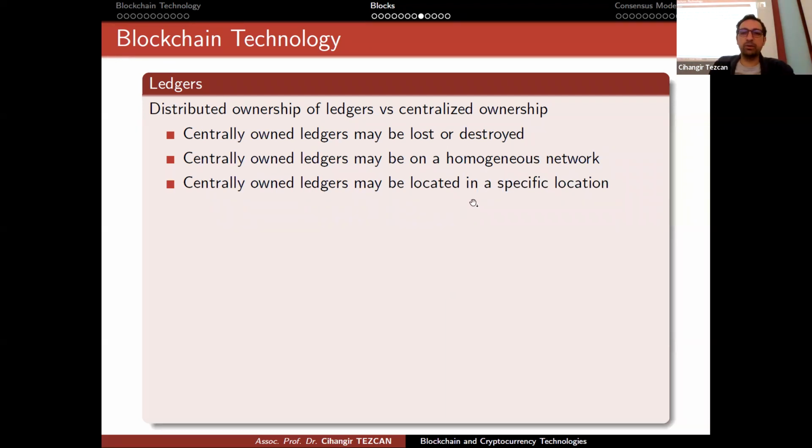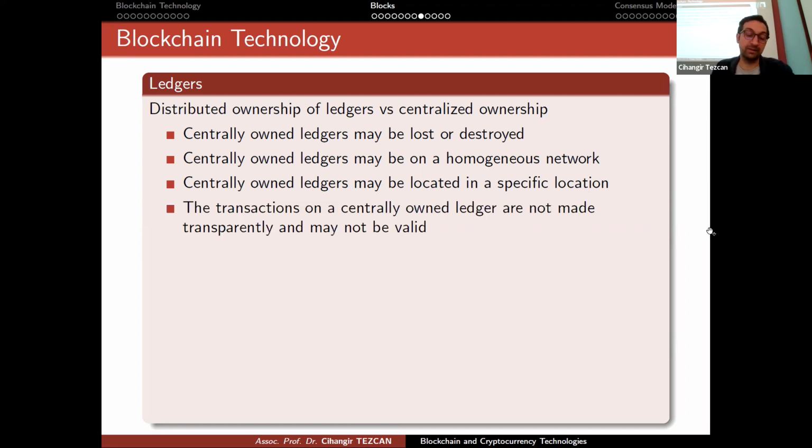Moreover, centrally owned ledgers may be located in a specific location. So this is a very bad idea for natural disasters. So most people, most of the time, keep a mirror of their databases in a different building. But even if you store two copies in two buildings next to each other, a natural disaster might destroy both of them. I think that happened in the Katrina natural disaster in the United States. So some of the companies had to become bankrupt because they lost all of their data. So keeping them in a specific location is not a good idea.